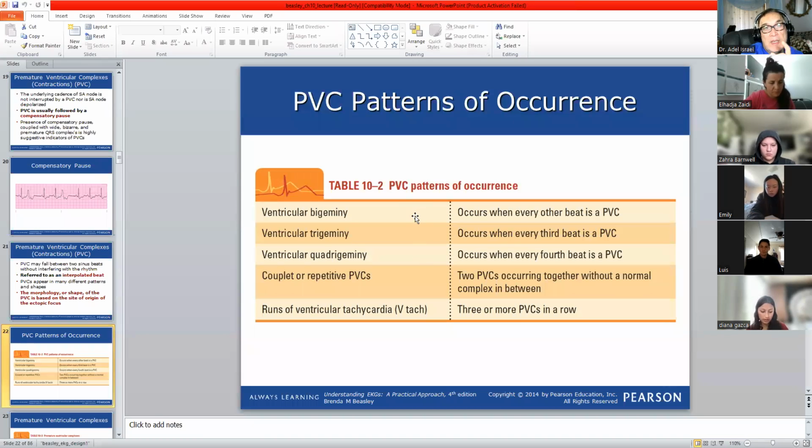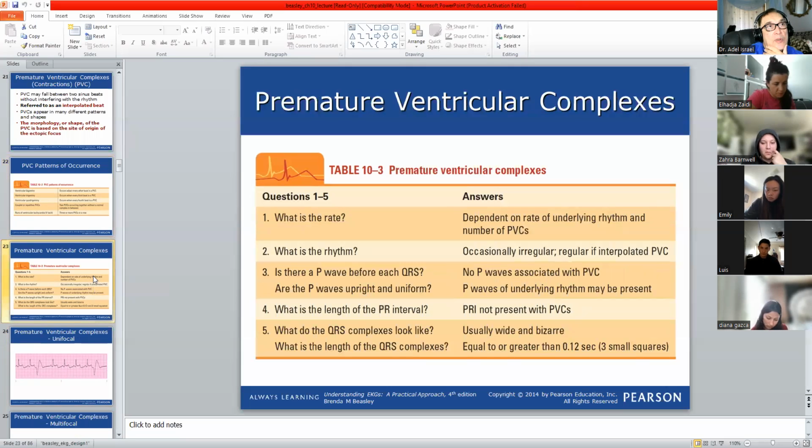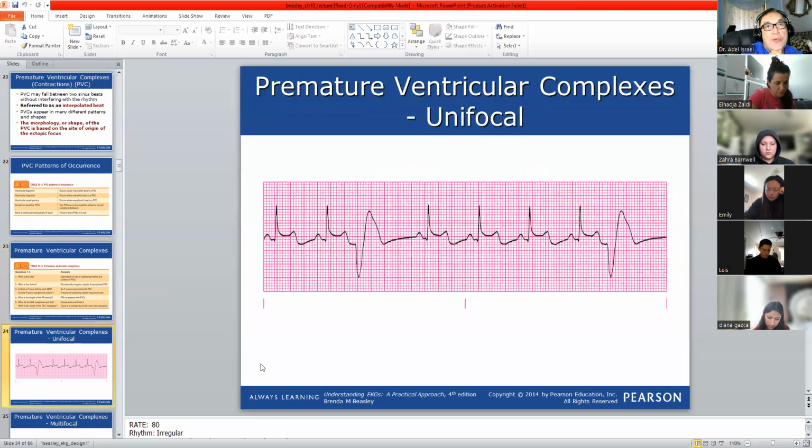If we have one normal and one abnormal, we call it bigeminy. If we have two normal and the third one is abnormal, we call it trigeminy. And quadrigeminy, we get three normal and the fourth is abnormal. So this is regarding the PVC character: bigeminy, trigeminy, and quadrigeminy. Let us go with the summary, and this summary will tell us all the information we mentioned. Let us apply it to this strip.